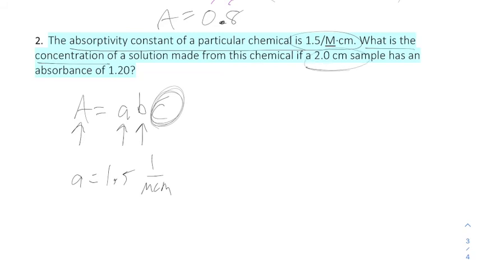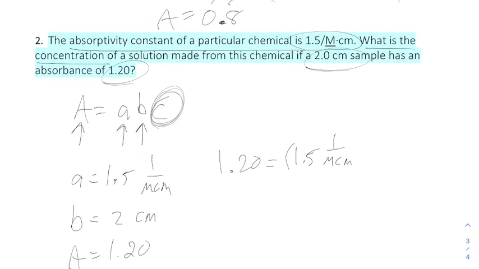The path length, B, is 2 centimeters. And the overall absorbance, A, big A, that is 1.20. So they have now given you 3 of the 4 things that you need. Plug them in and go to town. So the 1.20 is your big A absorption. Your 1.5 is your little a constant. Your 2 is your path length, and there's your x. Plug and chug, and you get an overall value of 0.40 for your x.